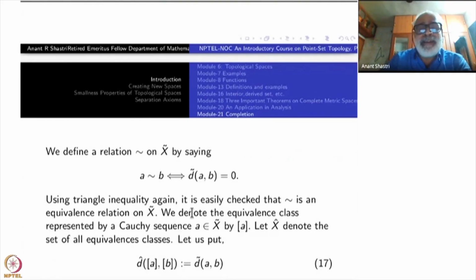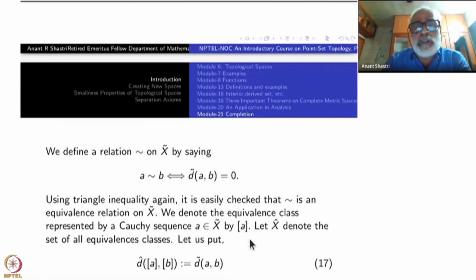Using triangle inequality again, you can check that this is an equivalence relation. Symmetry is obvious by the definition because d twiddle is a symmetric function. Reflexivity is obvious. d twiddle of AA is always 0. If d twiddle of AB is 0 and d twiddle of BC is 0, then you should see that d twiddle of AC is also 0 by triangle inequality. That's all. So this relation is an equivalence relation.